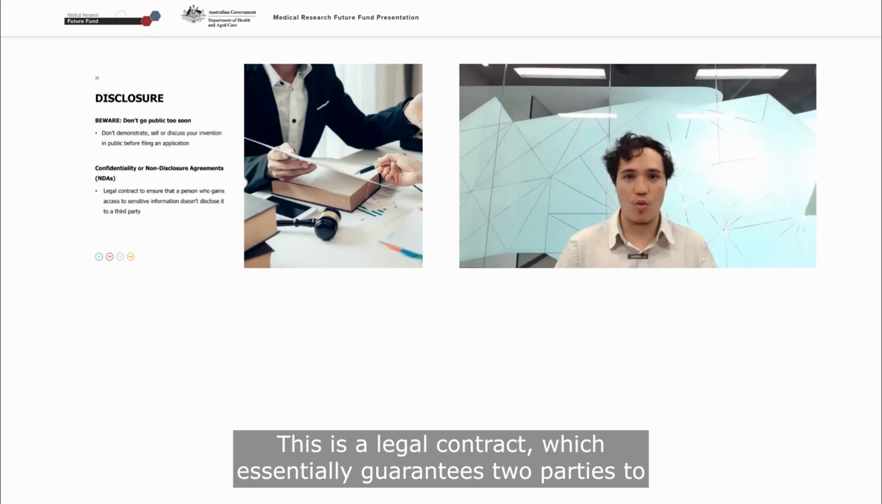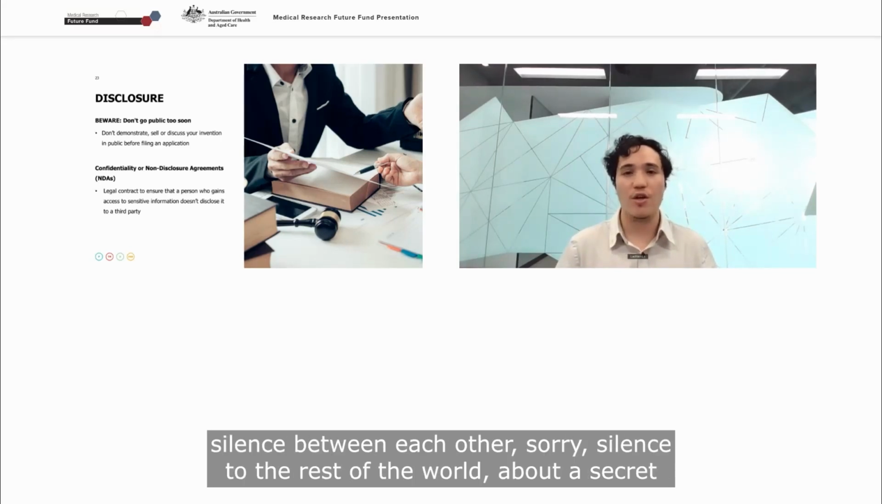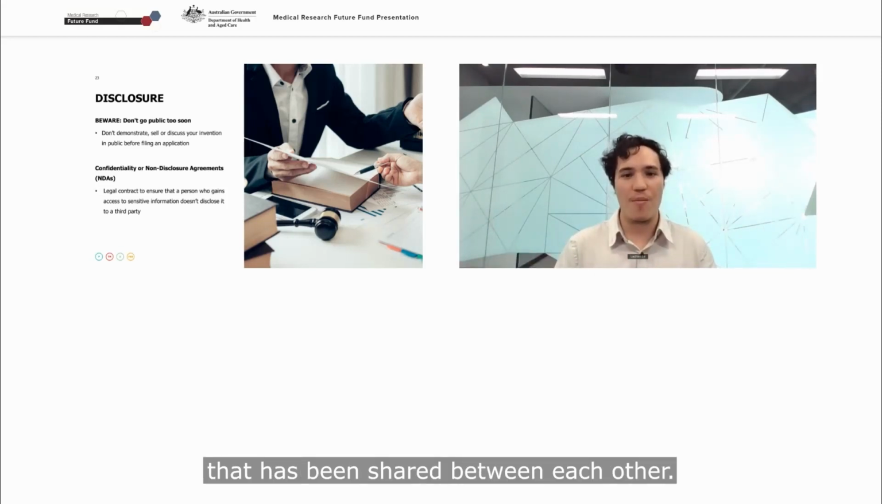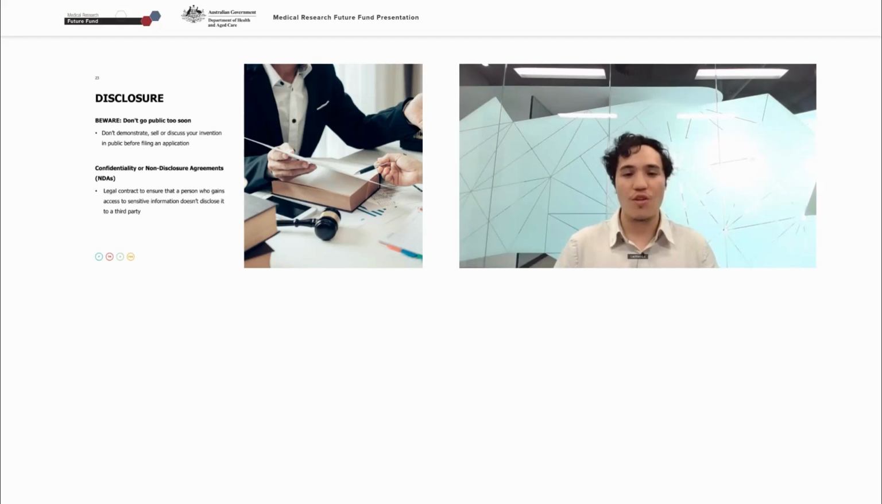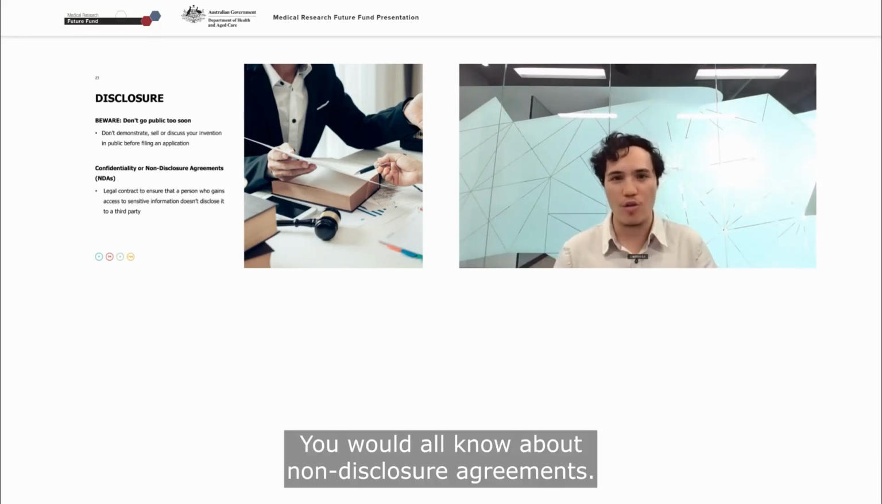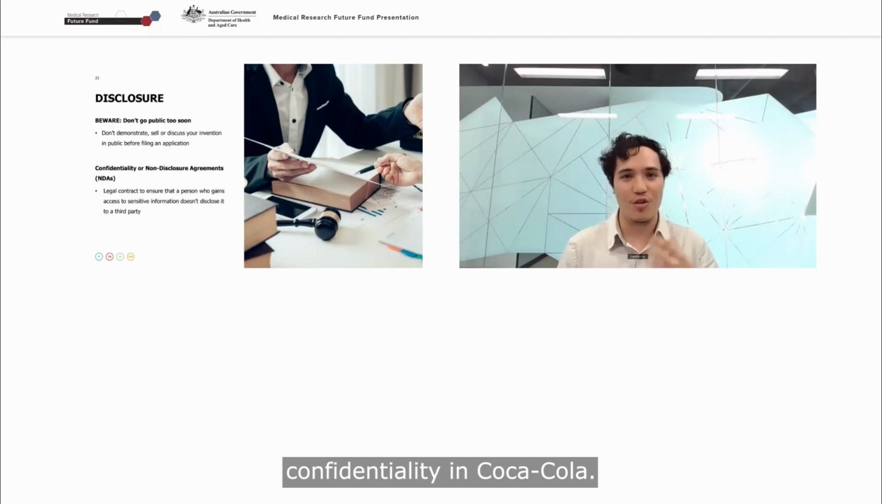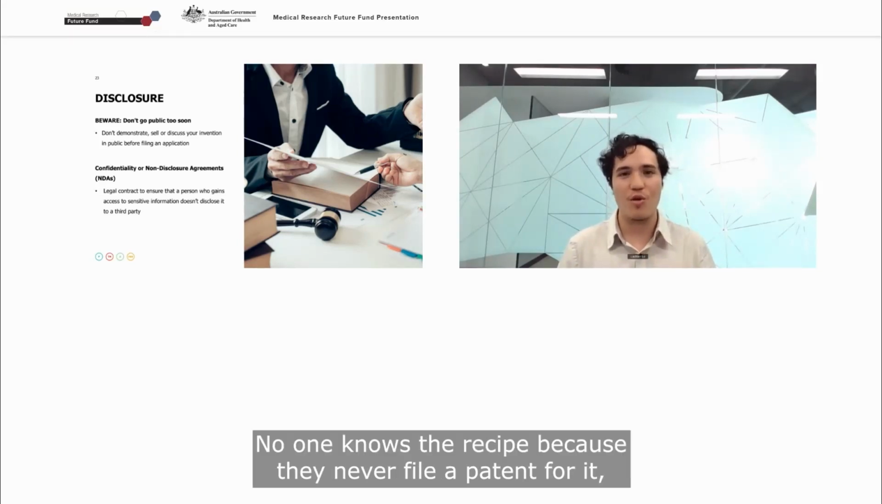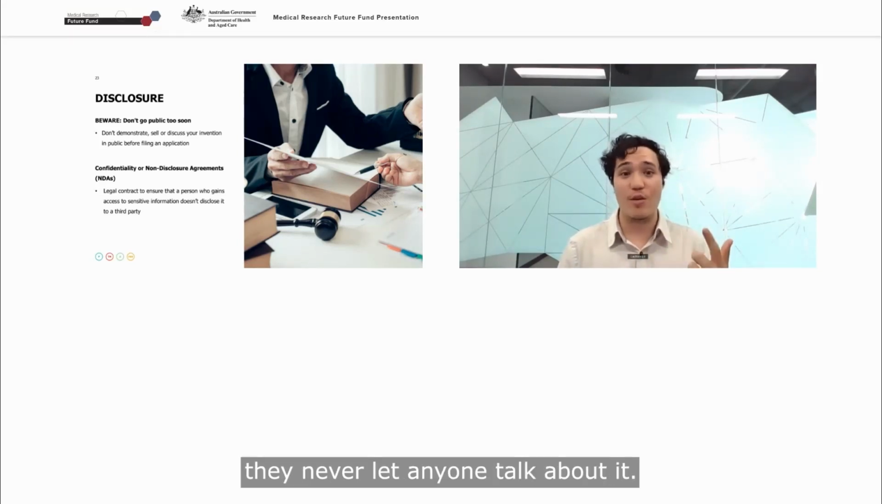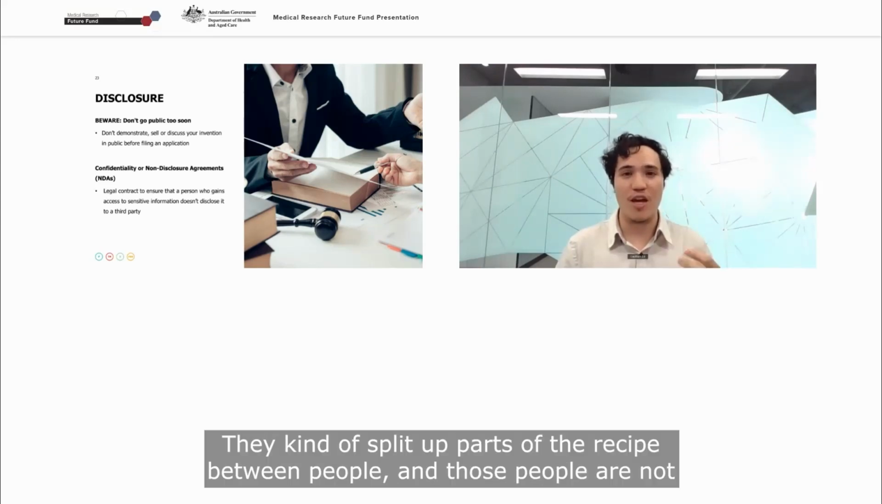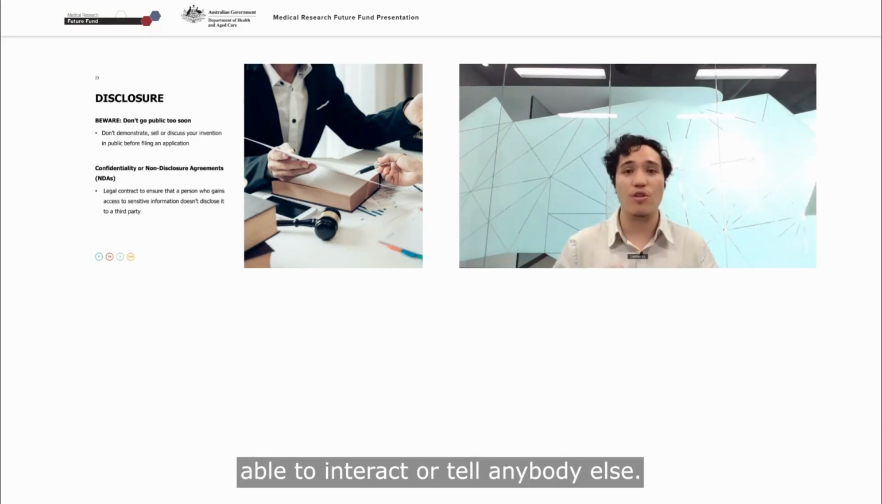This is a legal contract, which essentially guarantees two parties silence between each other, silence to the rest of the world about a secret that has been shared between each other. You would all know about non-disclosure agreements. One of the big ones would be a combination of trade secret and confidentiality in Coca-Cola. No one knows the recipe because they never file a patent for it. They never let anyone talk about it, and it's a trade secret. They kind of split up parts of the recipe between people, and those people are not able to interact or tell anybody else.